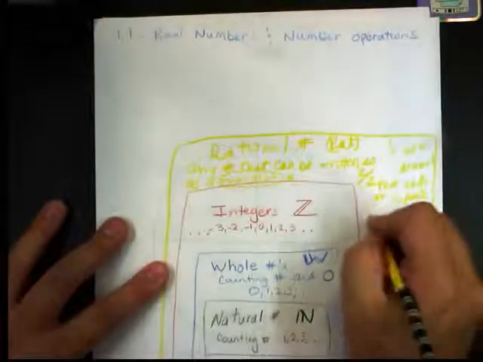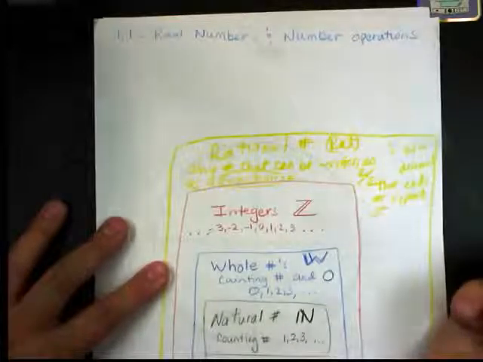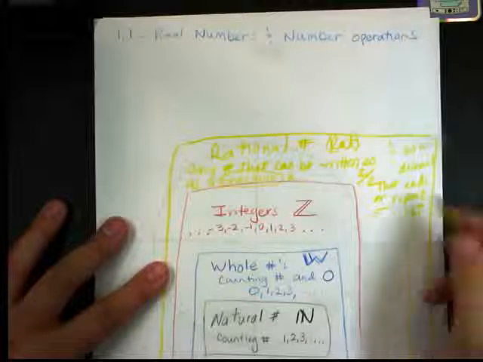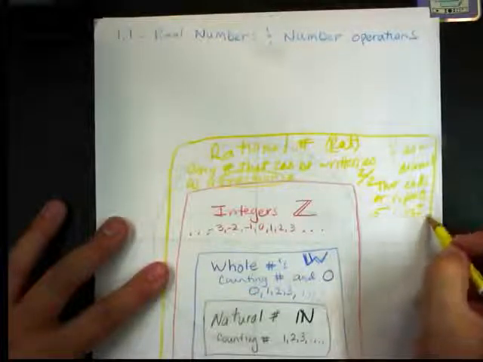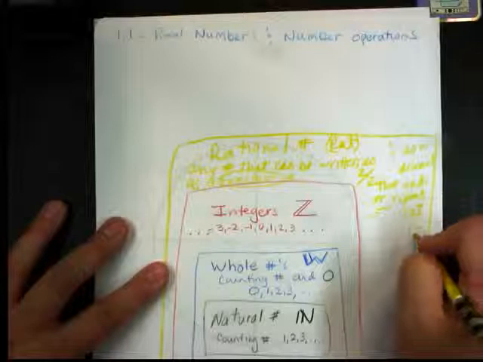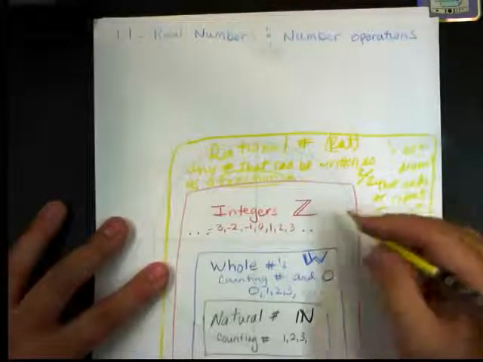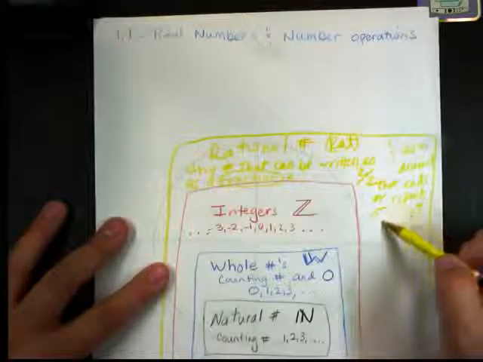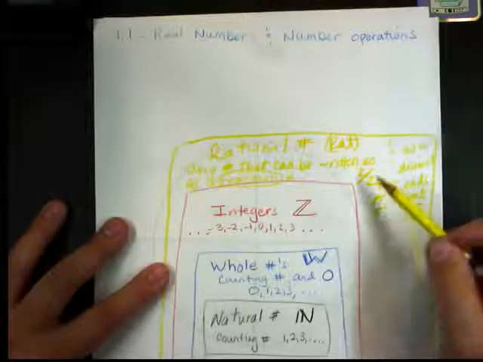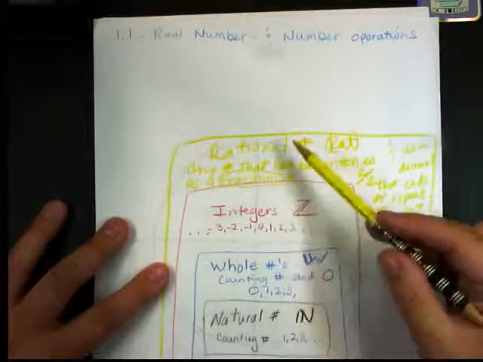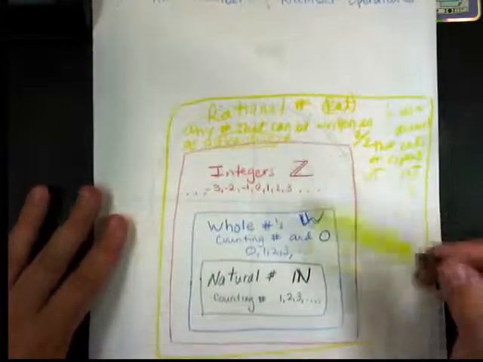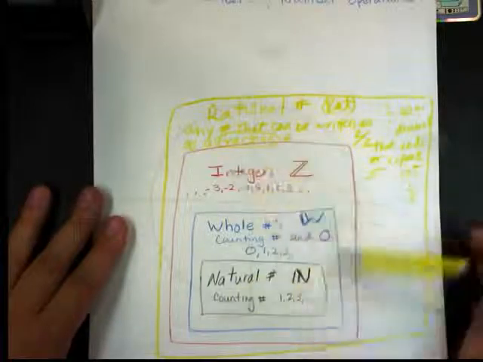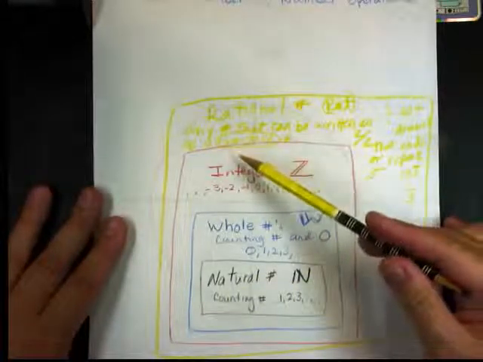So 0.5 is a rational number. 0.333 repeating is a rational number, because we should know that 0.333 repeating is actually 1/3, and that is a fraction. So any decimal that repeats or ends, or anything that can be written as a fraction, is called a rational number. Naturals, wholes, integers are all part of rational numbers.